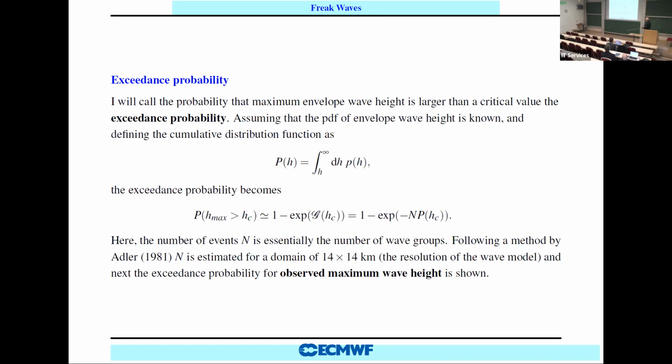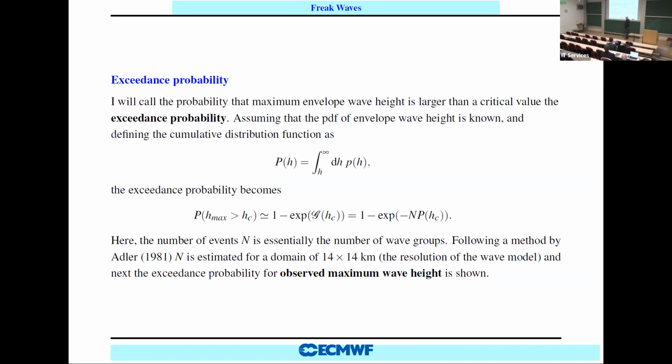Now, of course we want to know how likely such an event is according to our knowledge. And so I'm introducing here the exceedance probability. That's the probability that the maximum envelope wave height is larger than the critical value. And I assume that the PDF of envelope wave height is known, and I define the cumulative distribution function as follows. So that's the integral from the critical value to infinity. That's the cumulative distribution function.